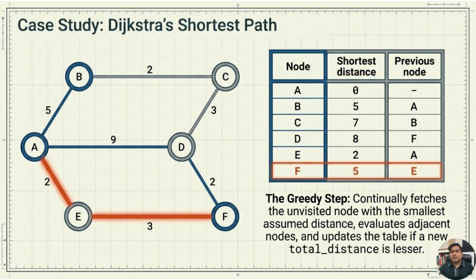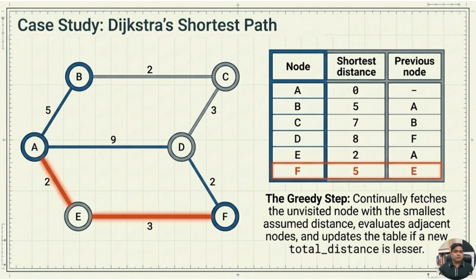The greedy step is this: continually choose the unvisited node with the smallest known distance from the starting node. Then check its neighboring nodes and update their distances if a shorter route is found. For example, from node A, we can directly reach node B with distance 5, node D with distance 9, and node E with distance 2. Among these, E has the smallest distance, so the algorithm visits E first.